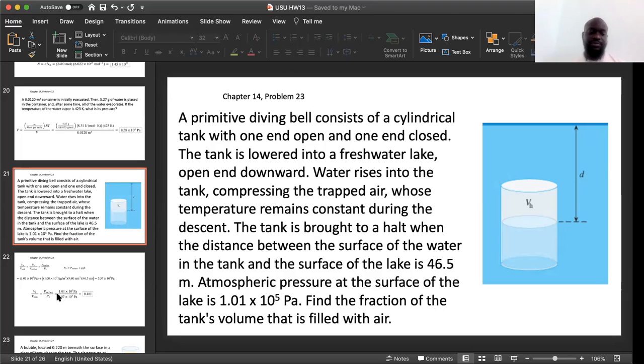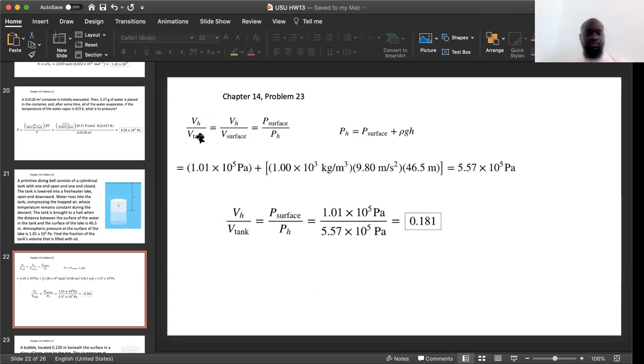So let's see what's going to happen here. Volume at depth H over volume of the tank, so we're just taking the ratio. It's volume at H over volume at the surface, which is proportional to pressure at the surface over pressure at H. So what we're saying here is P1V1 equals P2V2, right?